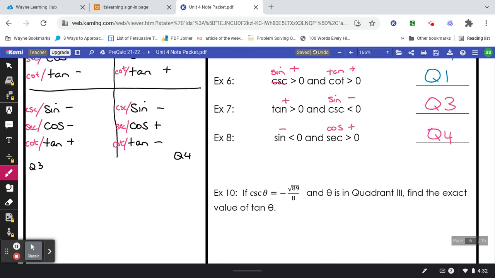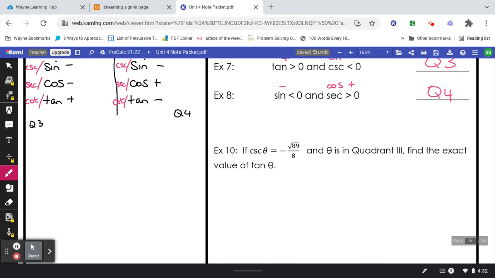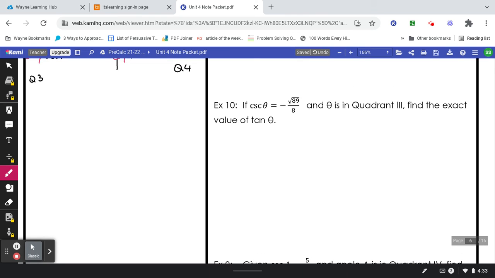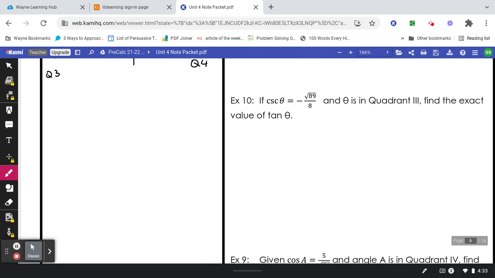All right. Example number 10, which really should be example number 9. Typo. All right, 9 and 10 got switched around. Sorry about that. For example number 10, they're going to help us out a little bit. They're going to tell us the quadrant. So we're going to start by putting our triangle into quadrant 3. I've got some space over on the left, so I'm going to draw this triangle over here on the left.